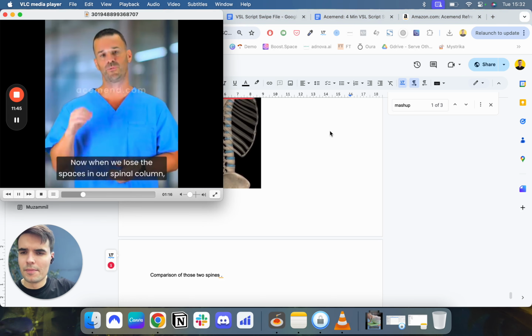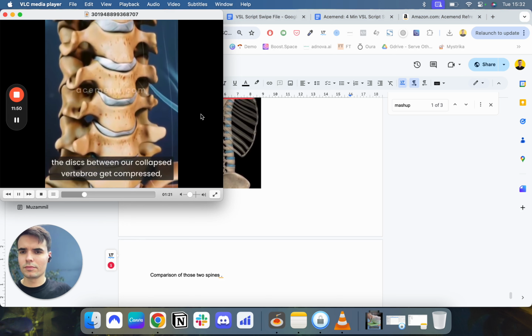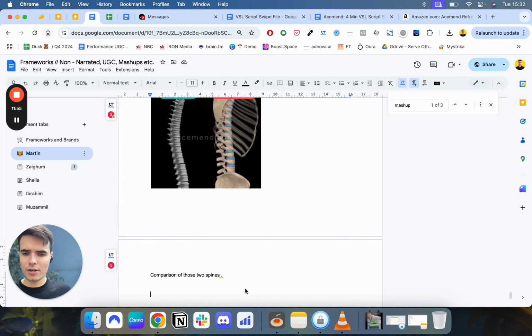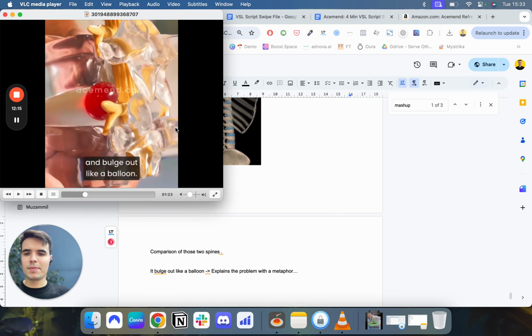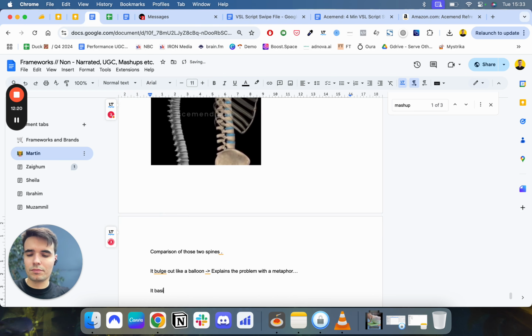Its curve. Now when we lose the spaces in our spinal column, the discs between our collapsed vertebrae get compressed and bulge out like a balloon. Alright, this is a bulge out like a balloon. So the problem gets explained. They basically slip out from between our vertebrae and put pressure on the nerves around our spine.